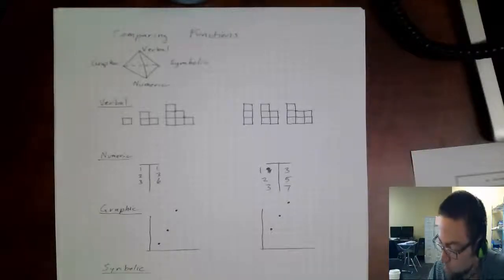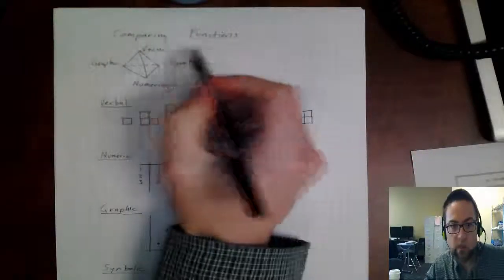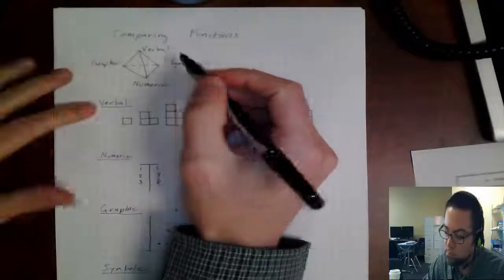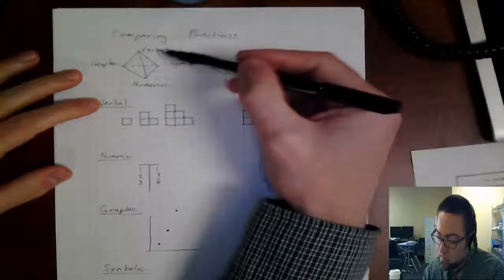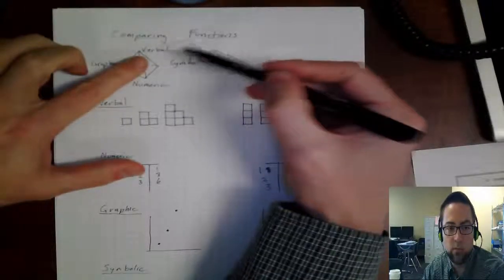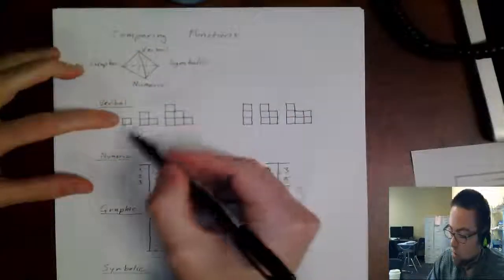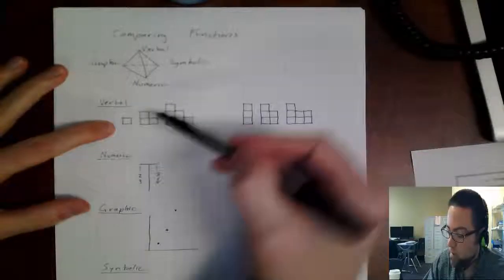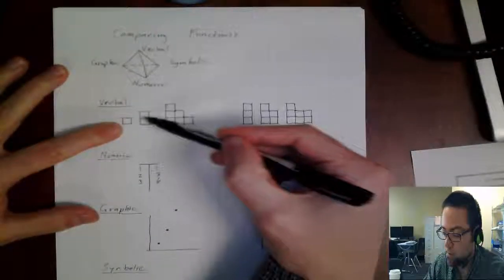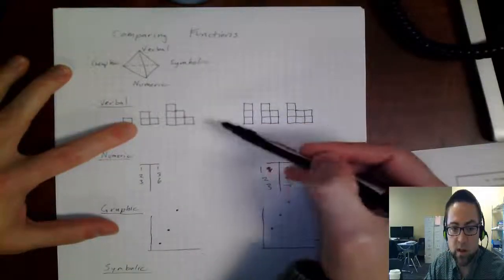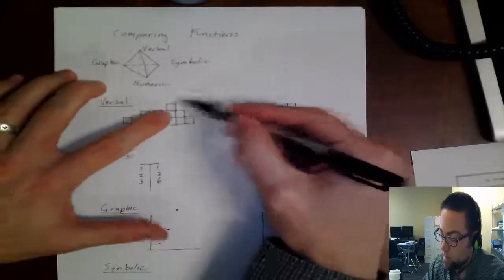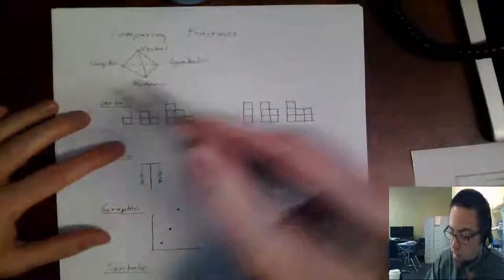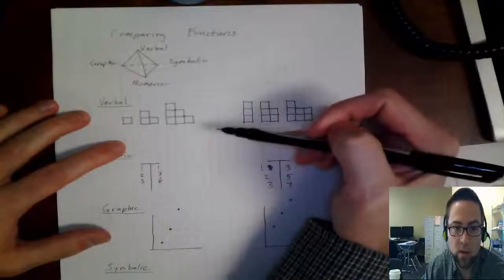Okay, welcome back everybody. We're going to talk about comparing functions now. So far we've looked at functions in a number of different ways. One, we could look at it in a verbal way, like describing. We have one, and then we have a triangle, and it grows in this way. It increases by 2, and then it increases by 3, and then the next one would increase by 4.